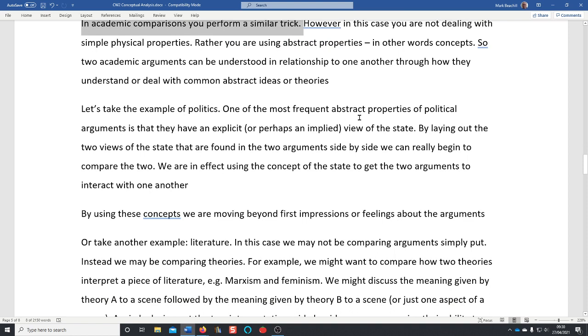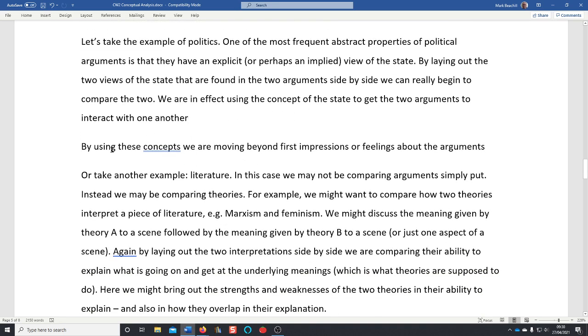If you look at politics, one of the most common political arguments is a view of the state, of the machinery of government. So if you take out the two views of the state that are found in two arguments, you can then compare the two arguments in this way. So you're using the concept of the state, as a common property, to get the two arguments to interact with each other. Like apples and oranges uses weight, we're using the concept of the state for two properties. And that allows you to move beyond your first impression or feeling about the argument.